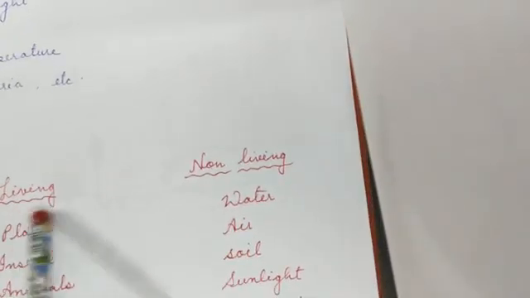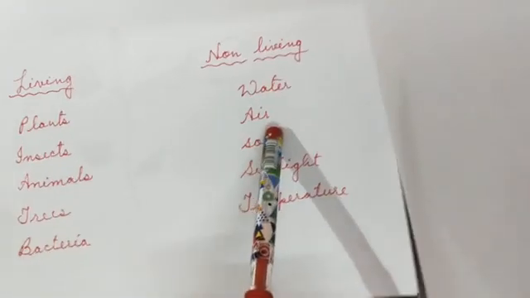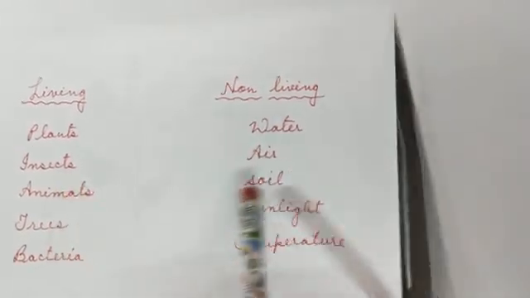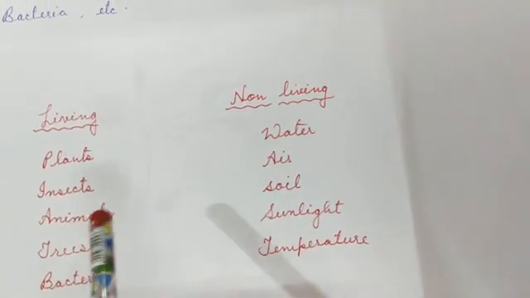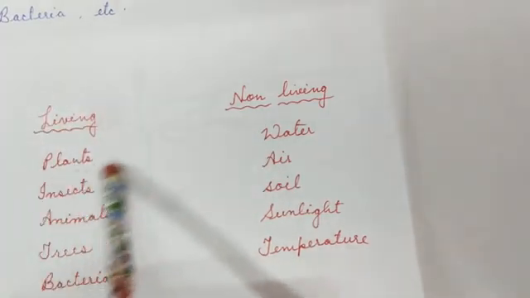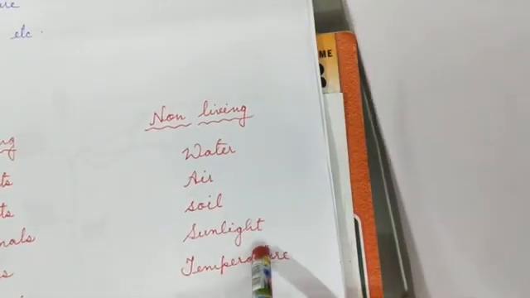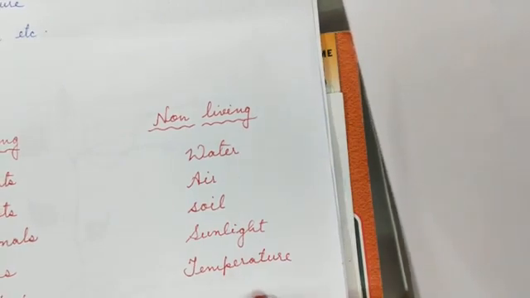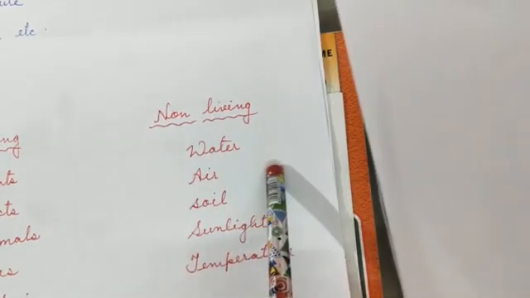Now, can you categorize all these things into different groups? Yes, we can put all these things into different groups. Now, some of these are living and some are non-living. So here, see, I have categorized them. Plants, insects, animals, trees and bacteria, they are the living. And water, air, soil, sunlight and temperature, they are the non-living.